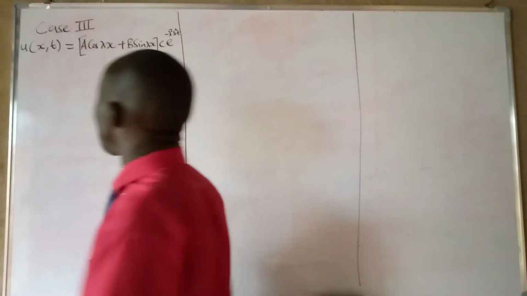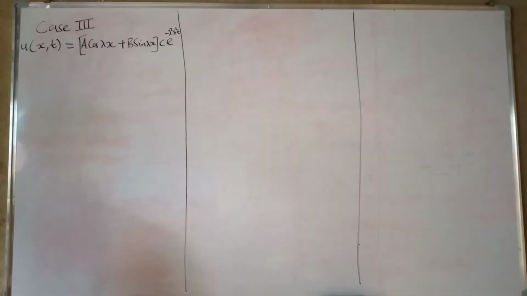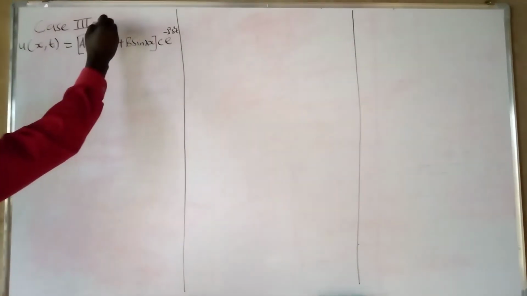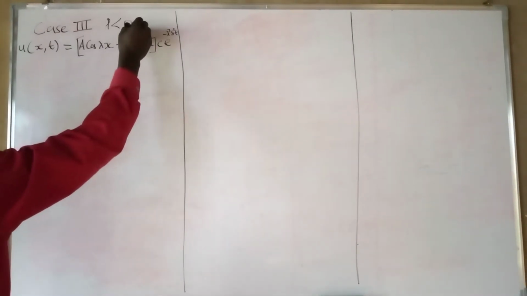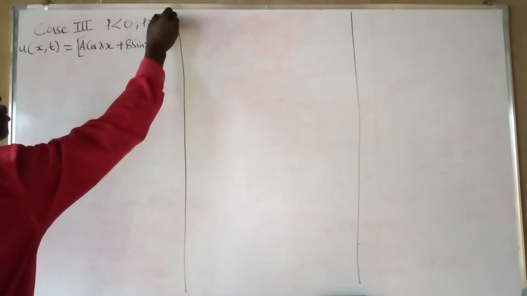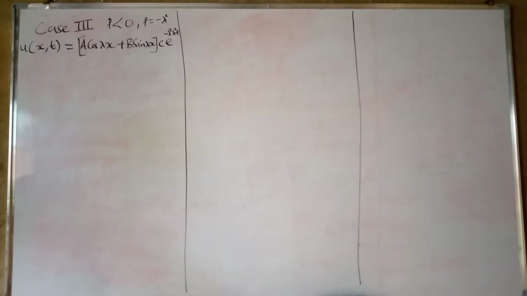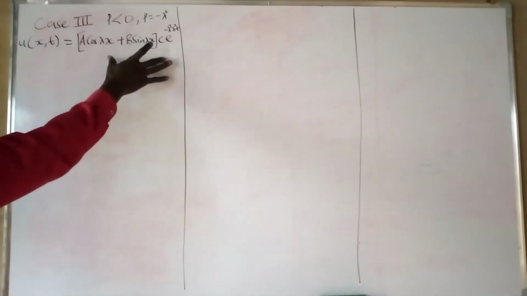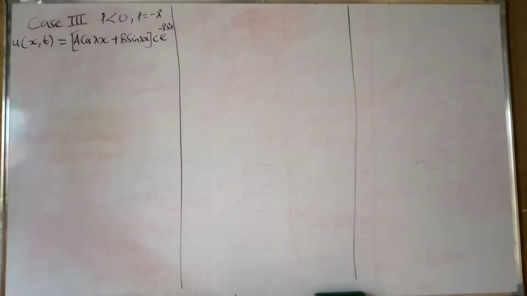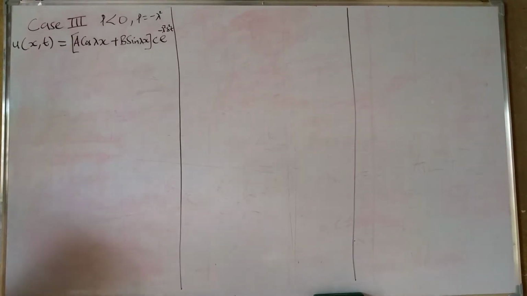Now today, in our last video, we ended in solving this. We are solving case 3 of the PDE, where p was less than 0, and we agreed that p is equal to negative lambda squared. This is what we are doing in our case 3. So we solved this equation here and reached here. Now today we are going to input the boundary conditions.